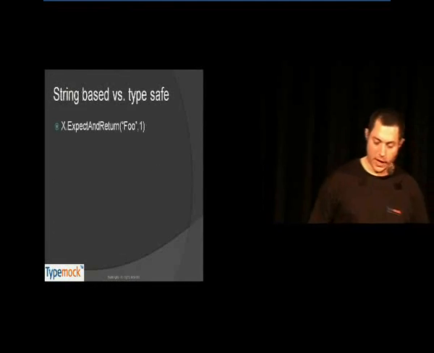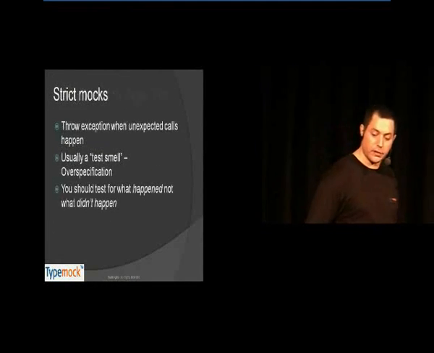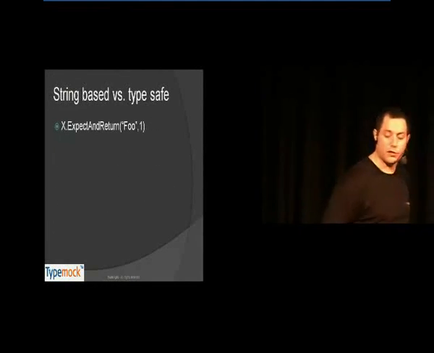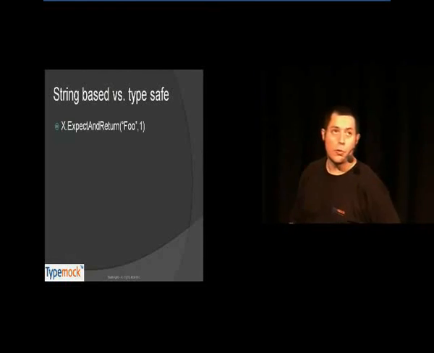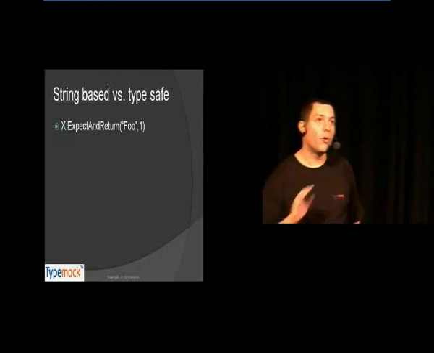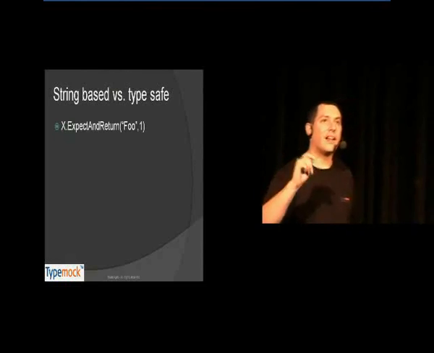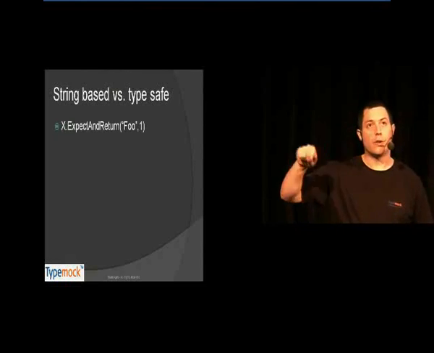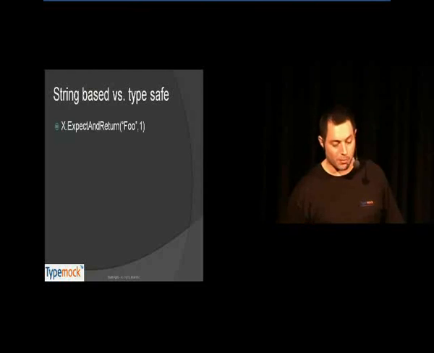Okay, so we had strict, and all the frameworks today support strict and non-strict, except Isolator, which by default is non-strict. There is no strict mode unless you specifically assert on a specific call only on parameter values.